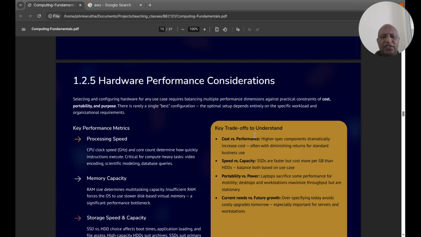When it comes to storage, please choose a computer that has a solid state drive. A solid state drive is faster. Number 3, look at the clock speed. The higher the clock speed, the better.